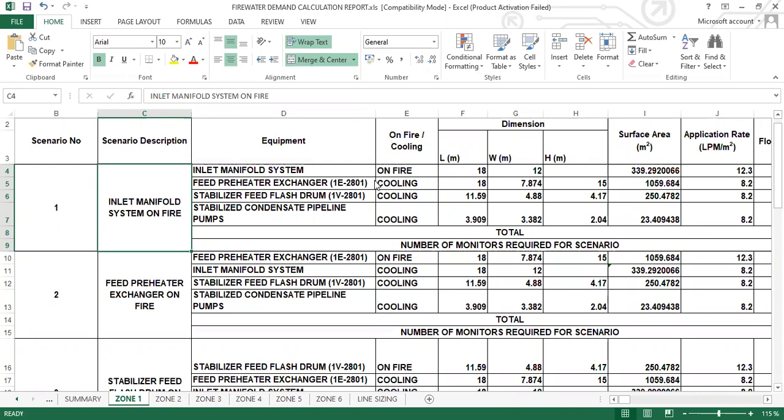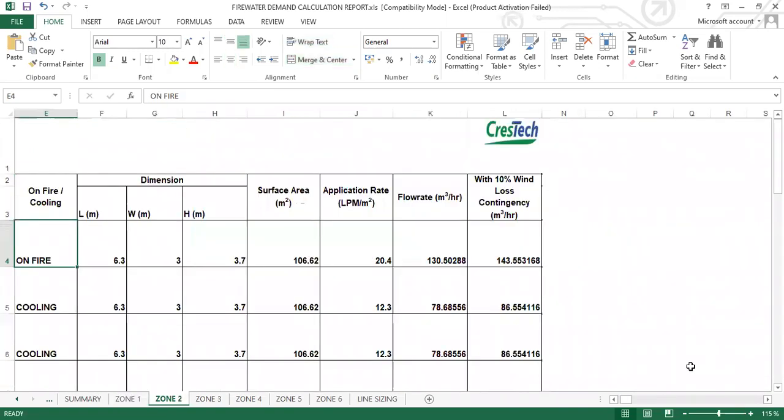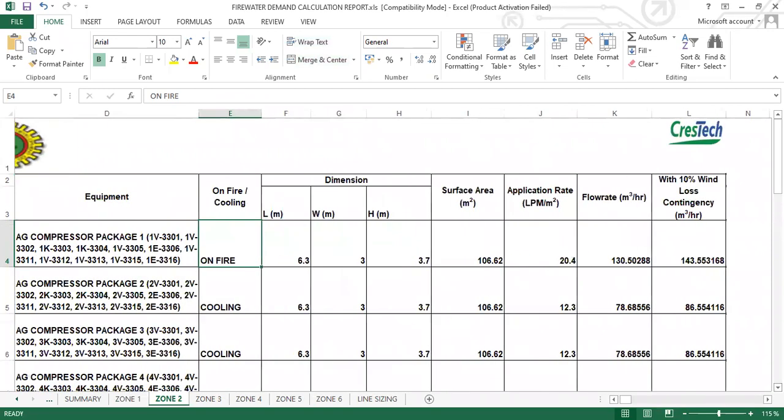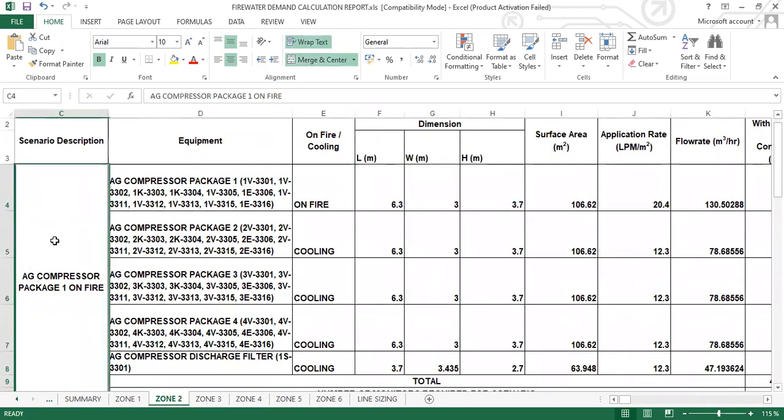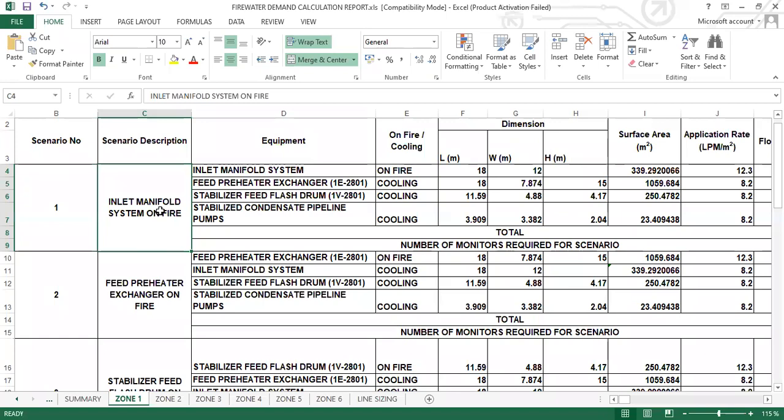But anyway, if your fire hazard analysis shows something extreme, for example, something in zone 2, let's say the fire hazard analysis shows that the AG compressor package could also be impacted by fire in the inlet manifold system area.